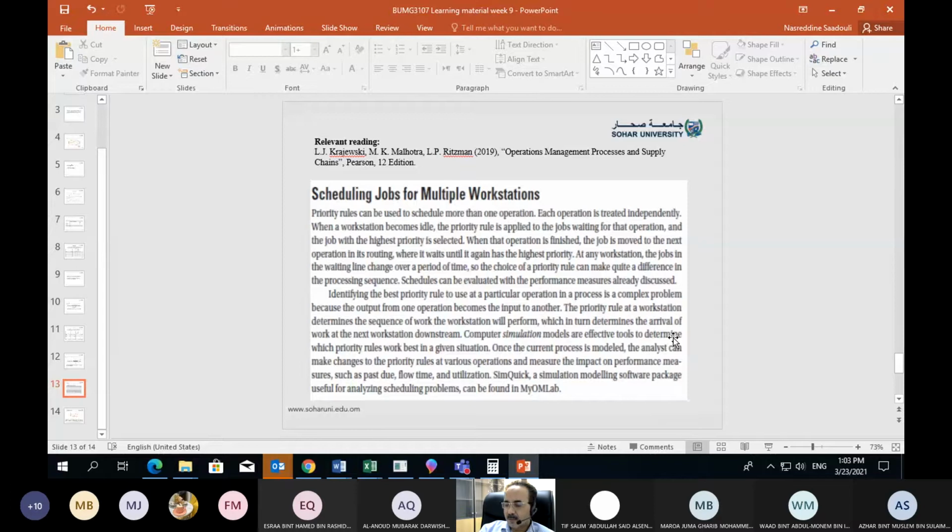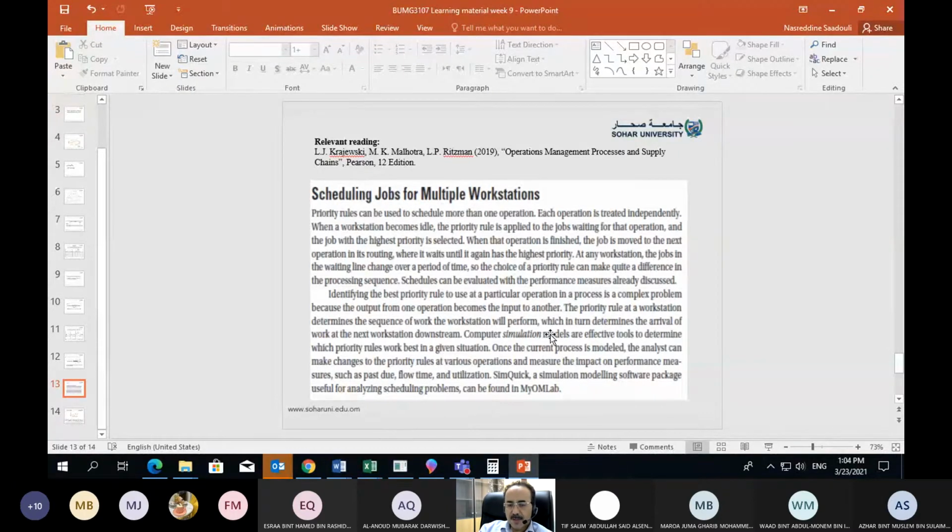There are a number of different simulation software packages for scheduling jobs. I checked. Most of them are paid, which means you actually need to pay for them. But there are, I think, some versions where you can get a demo. You can maybe try to download one of these demos. For instance, here they have SimQuick that goes with this particular textbook, Operations Management by Malhotra and so on. But the point that I wanted to make is that the problem is complex, and simulation helps us in dealing with that problem.